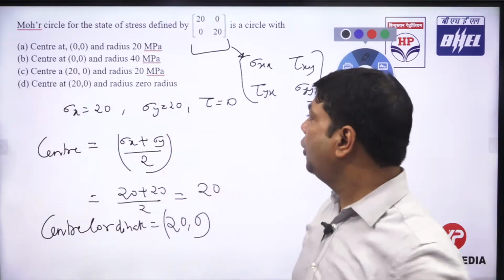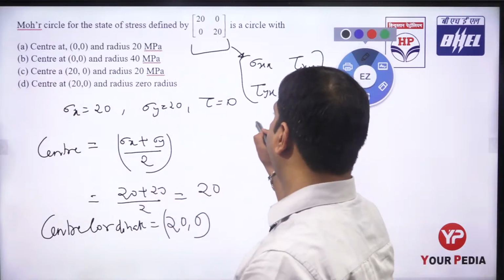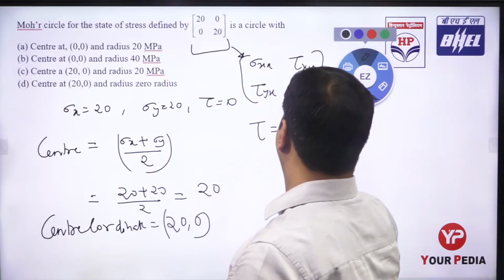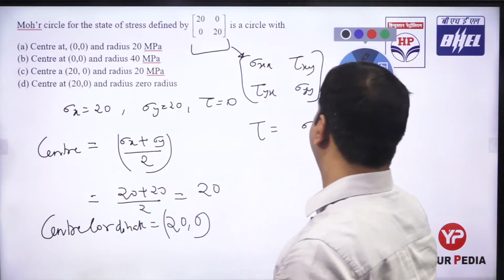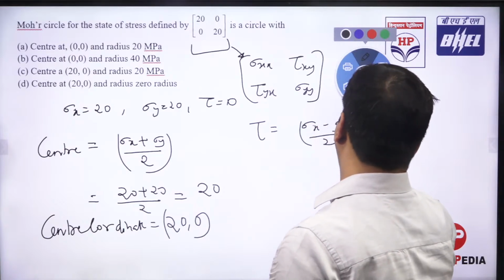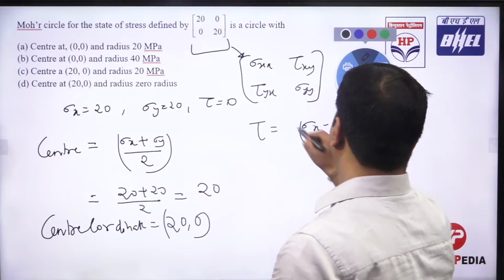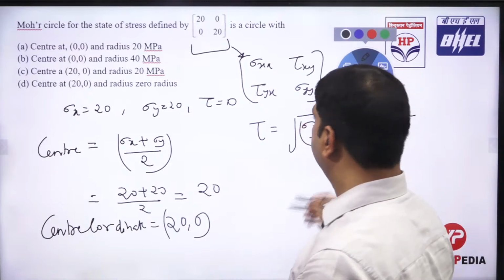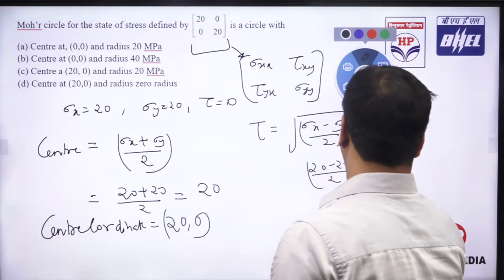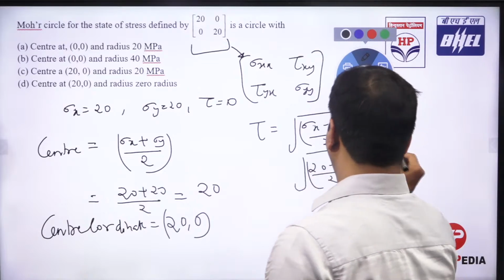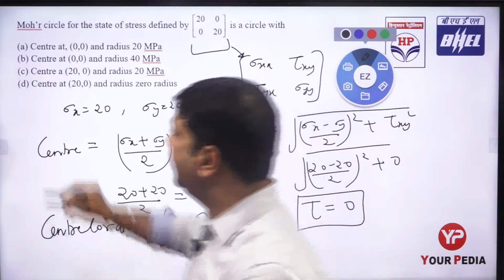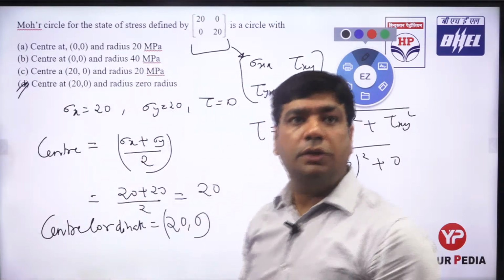So now I'm going to find out the final radius of the Mohr circle. It is tau equals to sigma 1 या sigma x minus sigma y divided by 2 का स्क्वायर प्लस tau xy का स्क्वायर रूट के अंदर. So this is 20 minus 20 divided by 2 का स्क्वायर प्लस 0. So the radius of the Mohr circle or the shear stress equals 0. So the option D is correct. Is this clear to all of you? Okay.